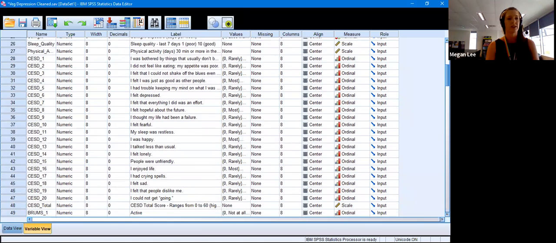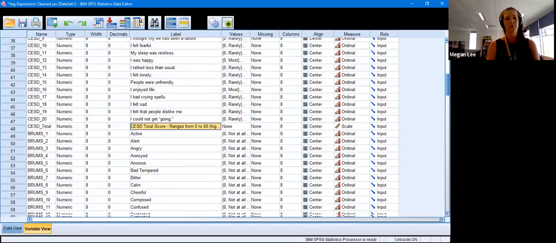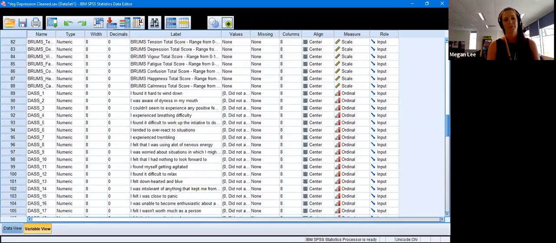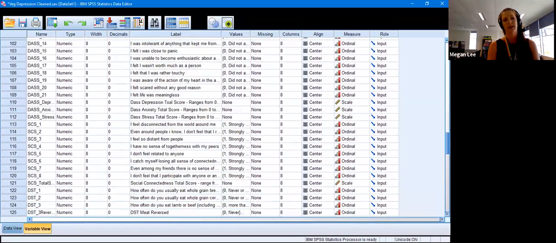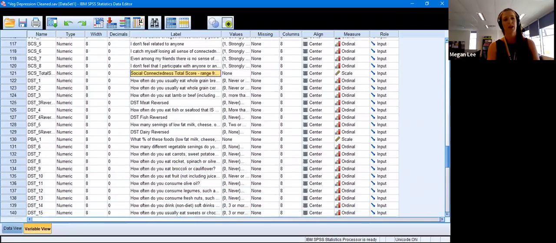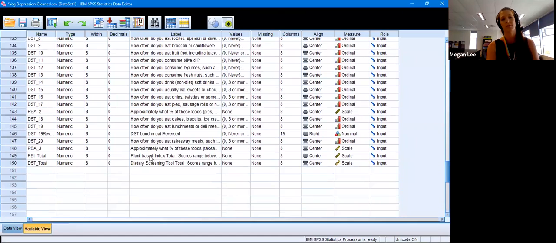Then we've got all of our CSD questions, which last week we turned into a total score for each participant. Then we've got the BRUMS and the DAS, which are other measures of depression, which we won't be looking at today. We've got our social connectedness total score, which is another confounding variable that could be influencing depression. And then we've got our dietary screening questions, which we turned into a plant-based index.